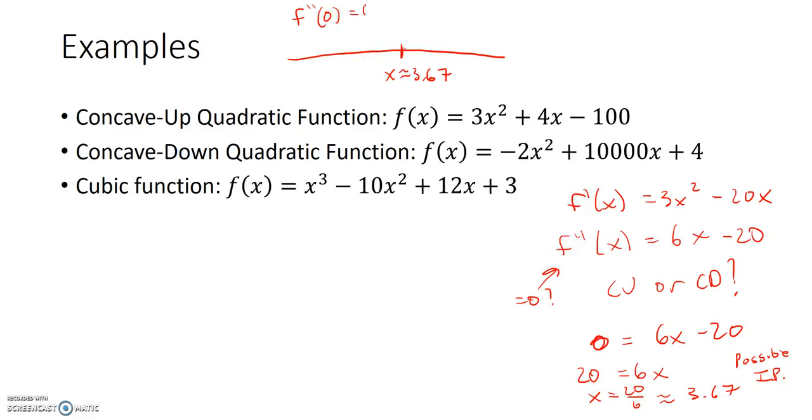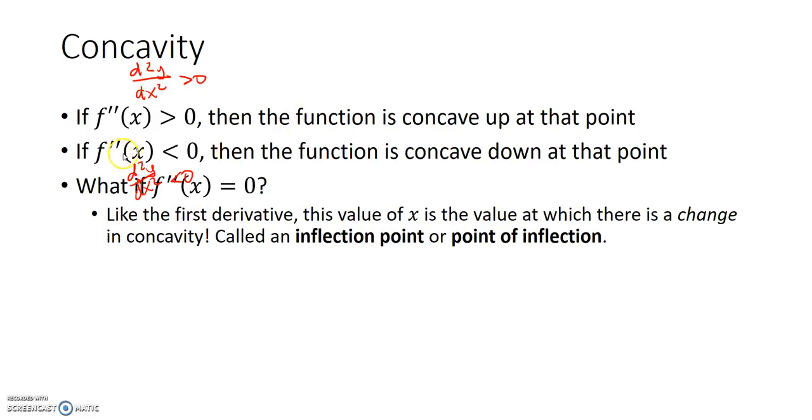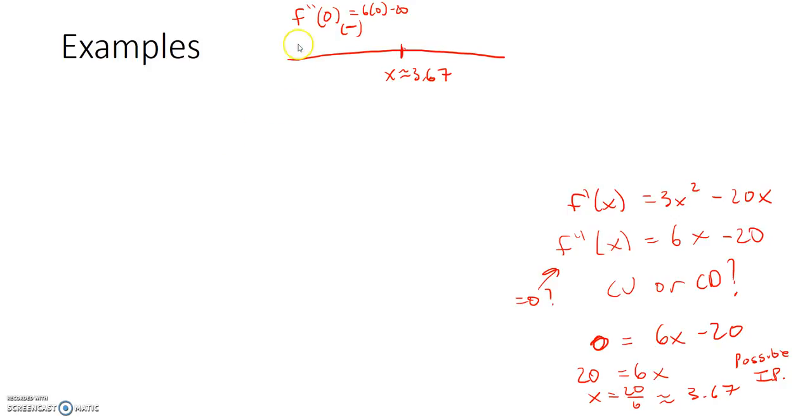And I get that 6 times 0 minus 20 is negative. And I don't really care about the value, I just care about the sign of it. Because if the sign is negative, then I already know from what we discovered back here that if f double prime of x is less than 0, then the function is concave down. So that allows me to now draw a segment on this interval that's concave down.